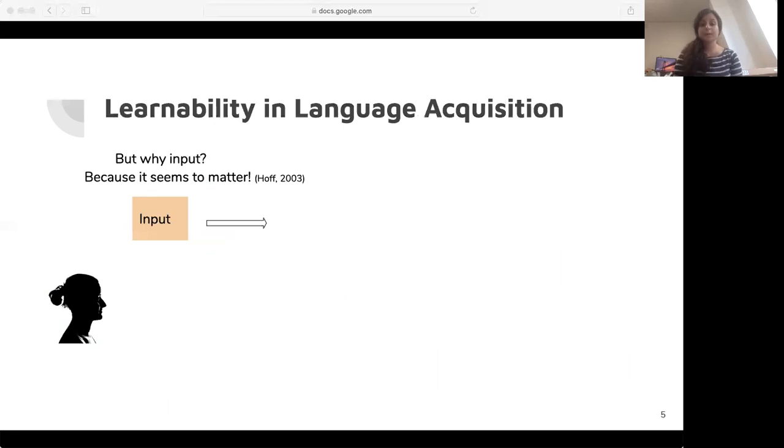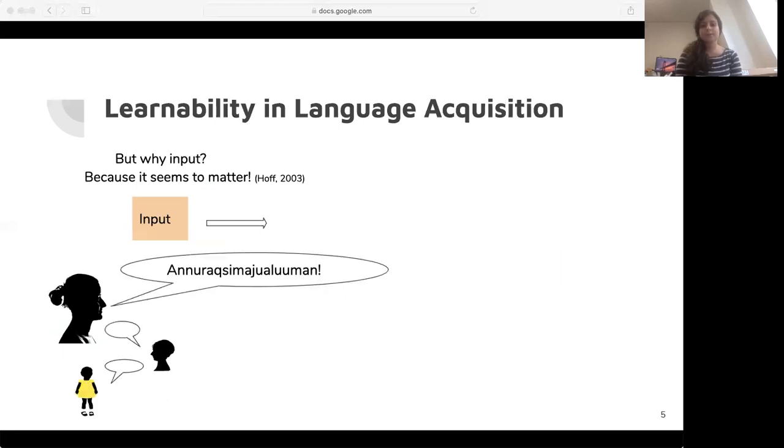But why am I talking about input at all? Because input seems to matter, and differences, even small ones, may have consequences in later language development. And here, the input differences across diverse languages and cultures risk being huge.